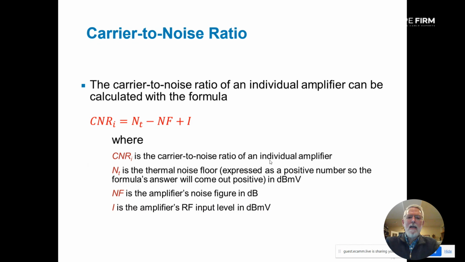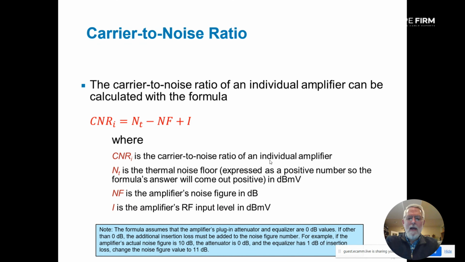So let's take that line extender amplifier. We'll just assume it's a line extender sitting on the test bench. We want to calculate the carrier to noise ratio of that amp. And then we can measure it afterwards to see if it really is that. So the carrier to noise ratio of an individual amplifier equals NT, that's the thermal noise floor, but that's the value in dBmV. But here, to give us a positive number for CNR, we're going to just leave the minus sign off just for this calculation. Minus NF, which is the noise figure of the amplifier, that's a value in dB. And then we're going to add to that I, which is the RF input level to that amplifier in dBmV. So that part, pretty straightforward.